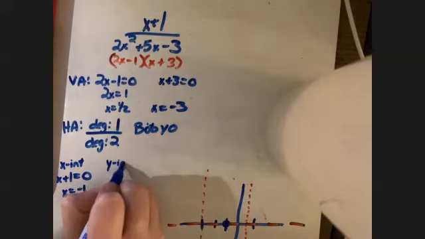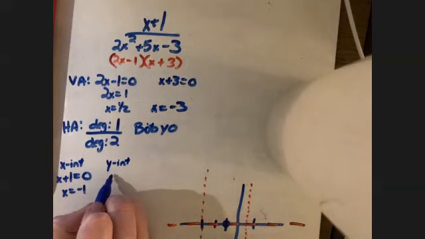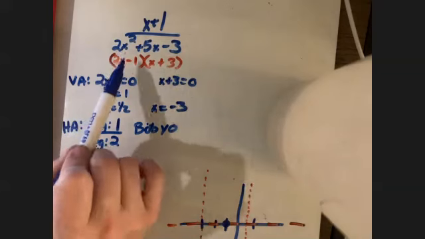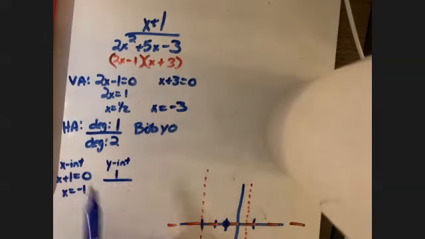Now, y-intercept, we're going to plug in 0. So I'm going to have 0 plus 1 is 1 on the top. That's going to be 0. That's going to be 0. So I'm going to have -3 on the bottom. So I'm at -1/3. So it's going to be about there.